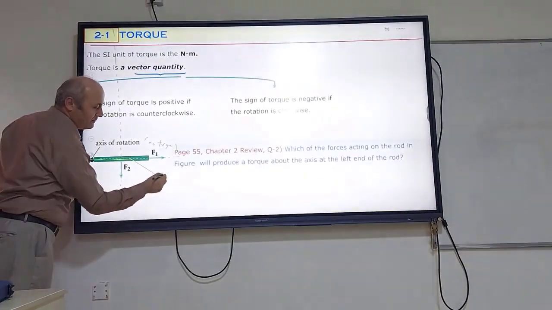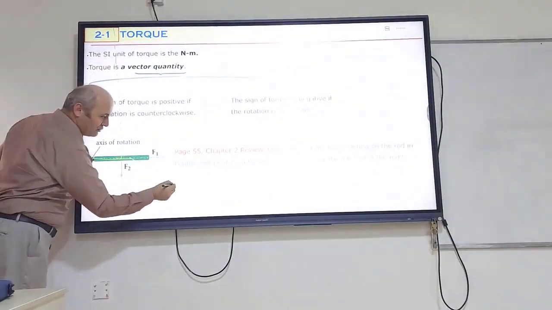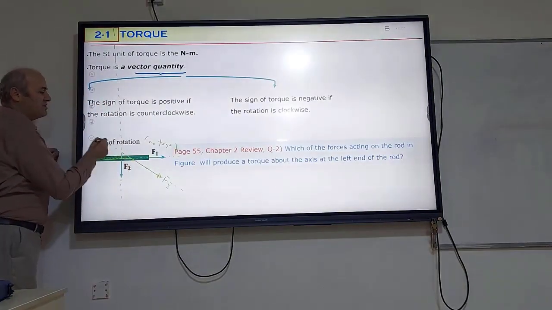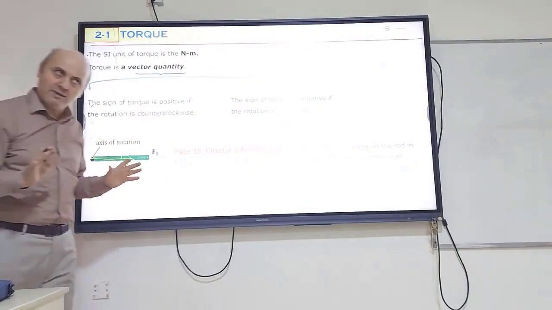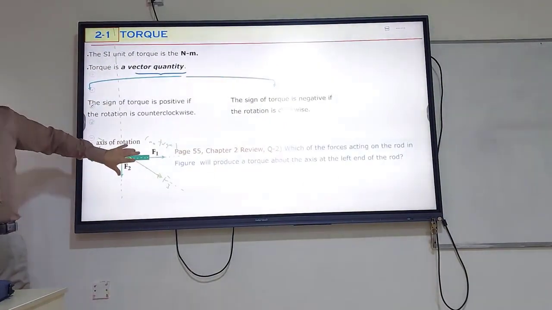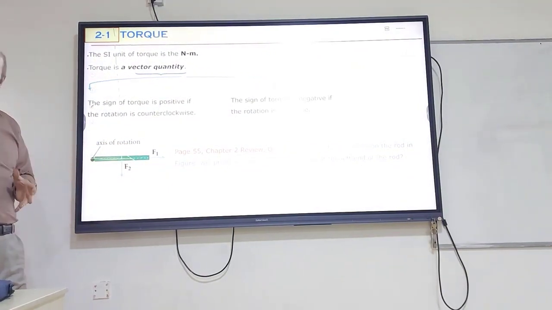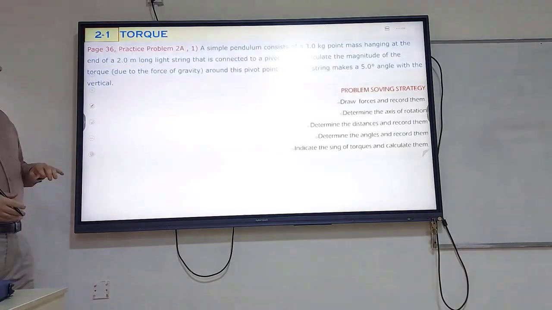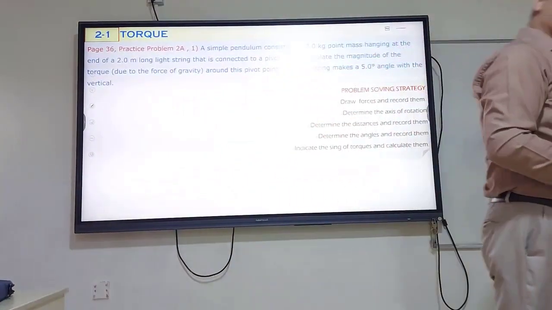What about F3? Does it produce a torque? Draw a line along the force, extend it. Is it passing through the axis of rotation? So it produces torque. Big or small? It produces torque. Okay? And such questions are mystery questions. They are asking, without calculations, which force produces torque and which does not. So this problem you saw some of them. And now a question about how to calculate the torque.